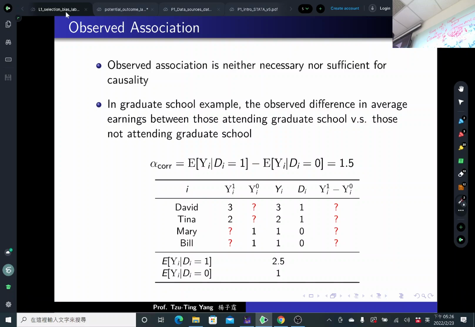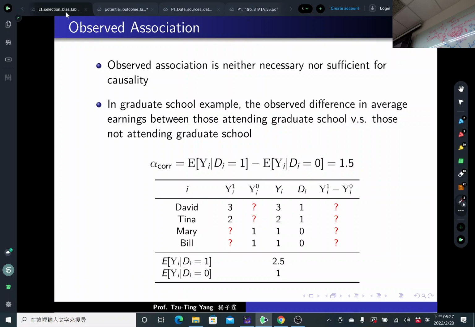Okay. So here I just use the same example to emphasize the points I just raised, and try to use some numbers to let you know. So this you should understand: the observed correlation or association of two variables is not necessarily a sufficient condition for causality. So in the graduate school example, if you do not use any method, you can just compare the earnings of those who go to grad school and those who do not.